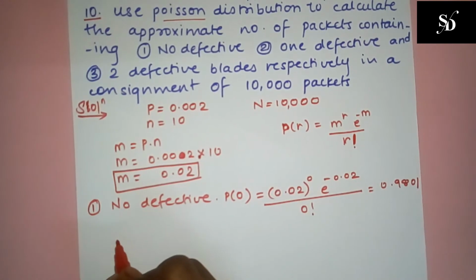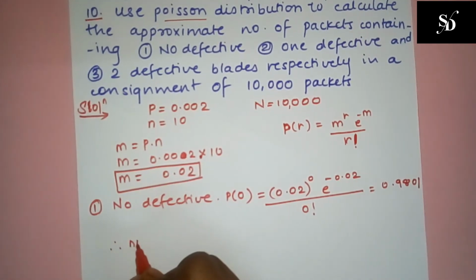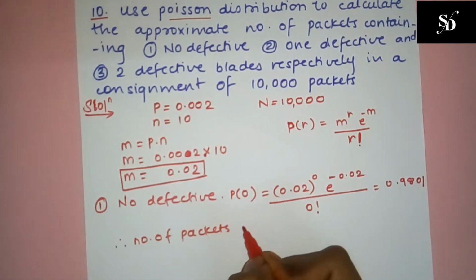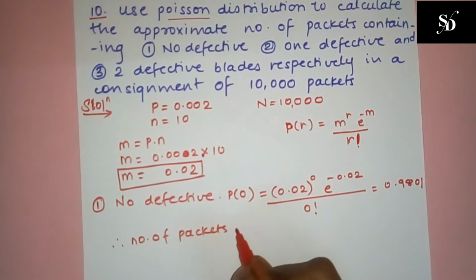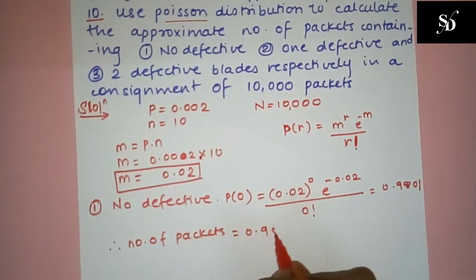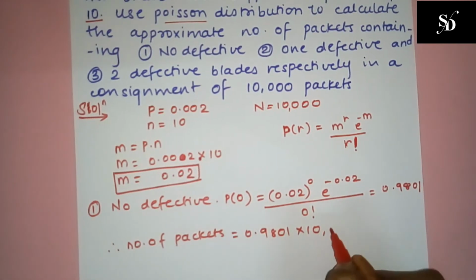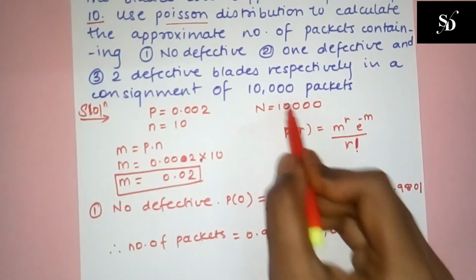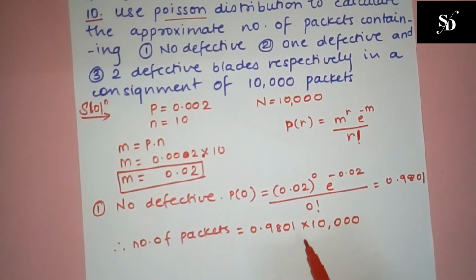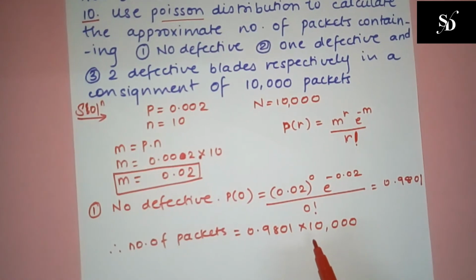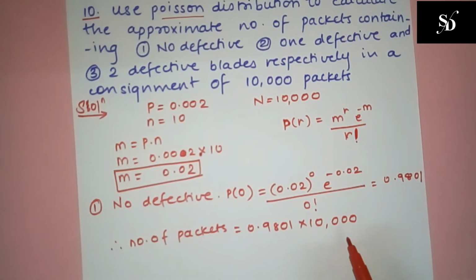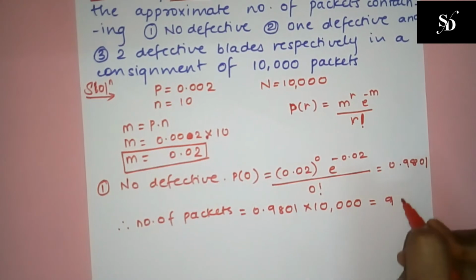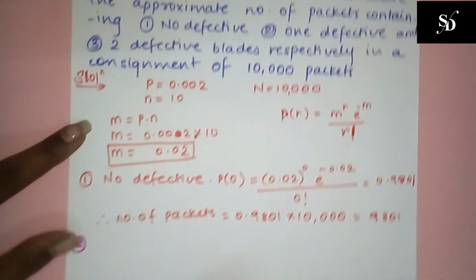Now this is our answer for no defective, and for that we have to find the number of packets. So that will be 0.9801 into 10,000. Why? Because there is a consignment of 10,000 packets. We have found this for just 1, and we have to find it for 10,000, so we are multiplying it by 10,000. This answer I'll write over here, you can check it out once. It's 9801.